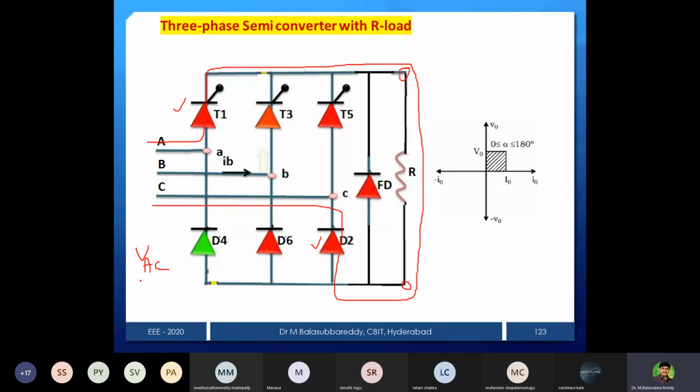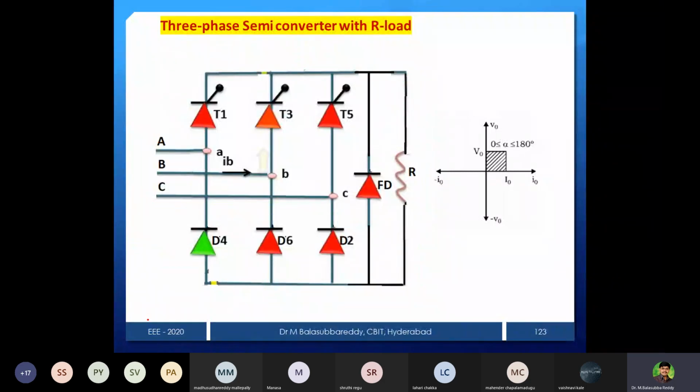Your output voltage is VAC if T1 and D2 are conducting. Similarly, at some other instant, let T1 and D6 be conducting. Then what is your output voltage? It goes from the A phase through T1, then the R load, then D6 to out. Then your output voltage is equal to VAB.